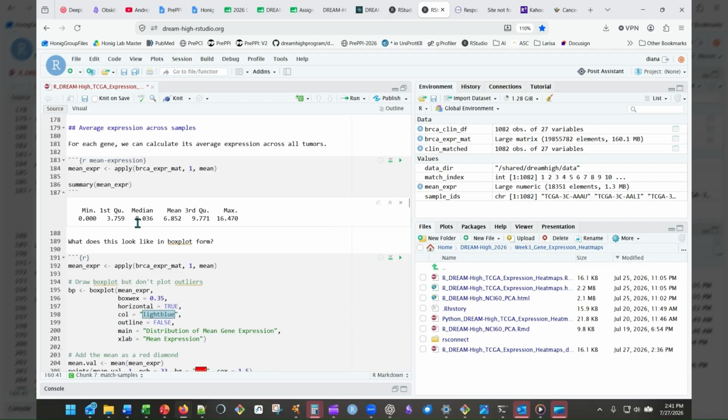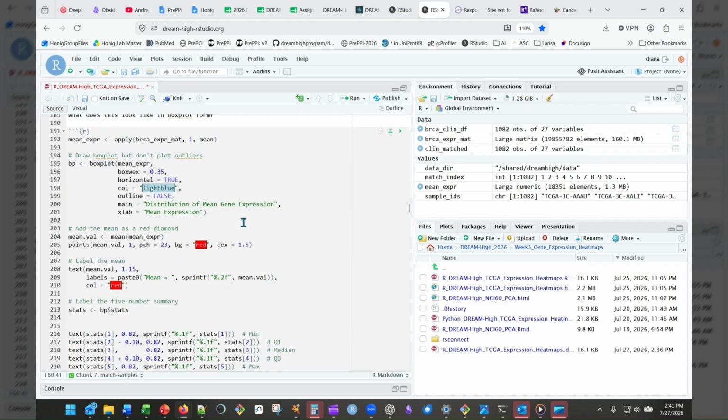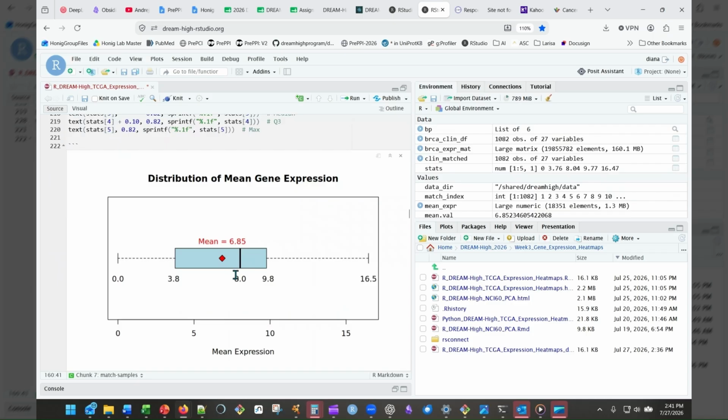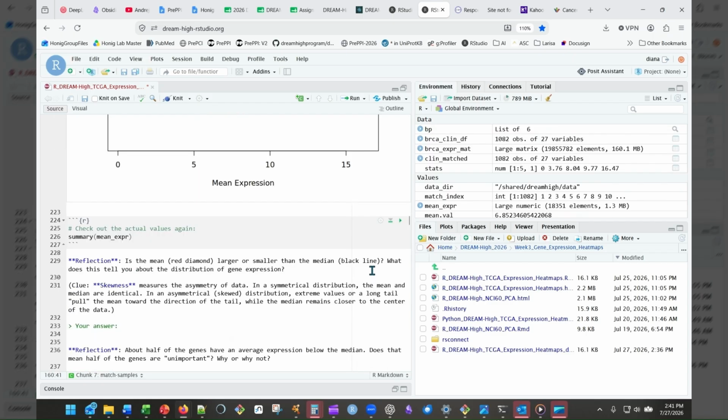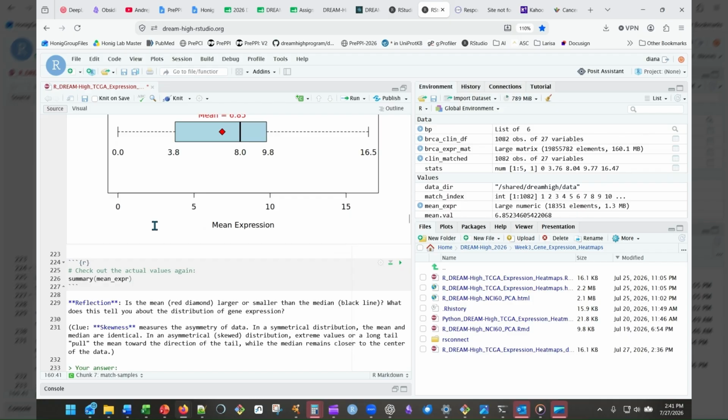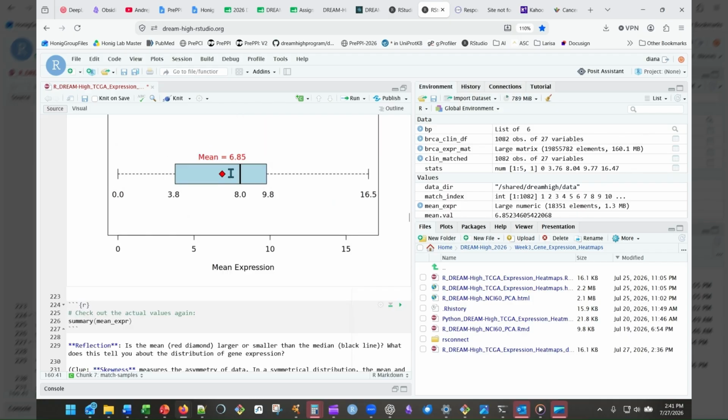Okay, we have a median that's a little higher than the mean. This is a bit of a long code chunk, but it's nice. It gives a little bar plot. So we have a median here at 8, a mean at 6.85, and then a minimum of 0, a maximum of 16.5. We discussed here that this is likely already log transformed, and you'll learn a little bit about what skewness means. Like, what does it mean that the mean and the median aren't the same in a sample distribution?